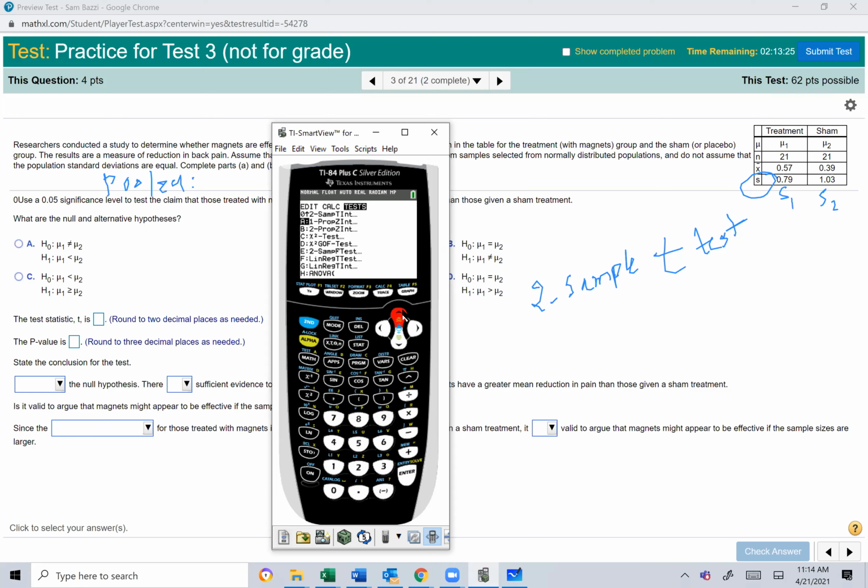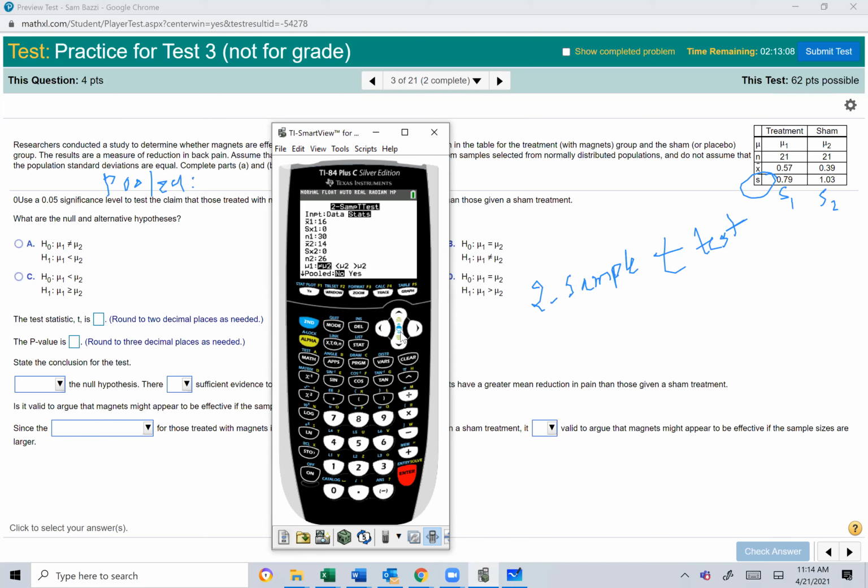Sorry, it's not responding in real time, but it's getting there. Here you go, two sample t-test, number 4, guys.